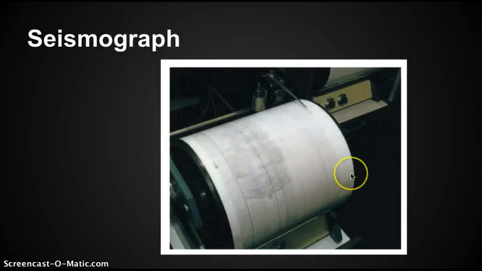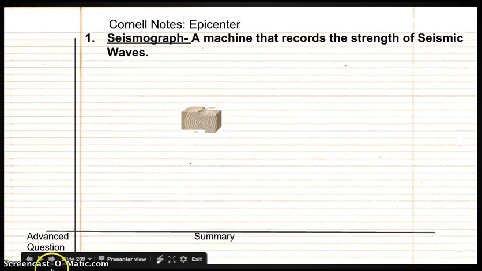So here's a picture of a seismograph, and it has a needle and it moves back and forth. Although now most of our seismographs are digital, this is one of the original ones. And when it would feel vibrations, it would record the movement of the earth. All right, let's move on. Number two.